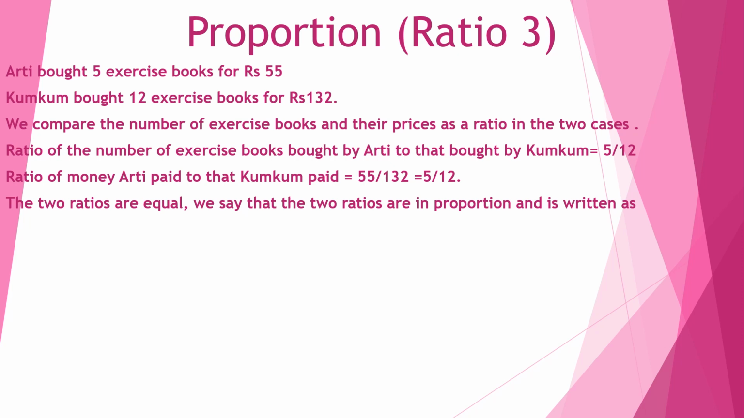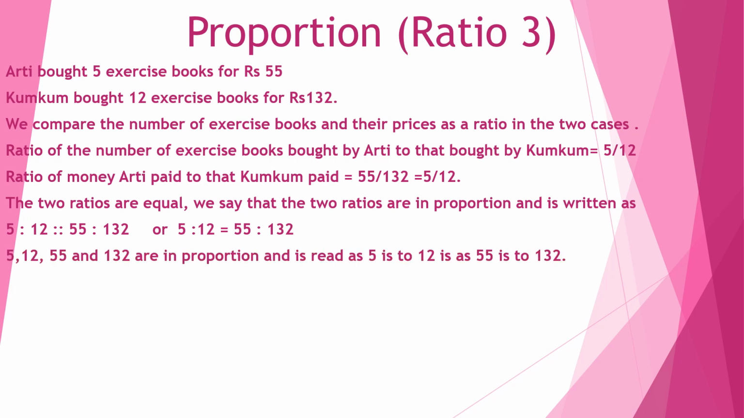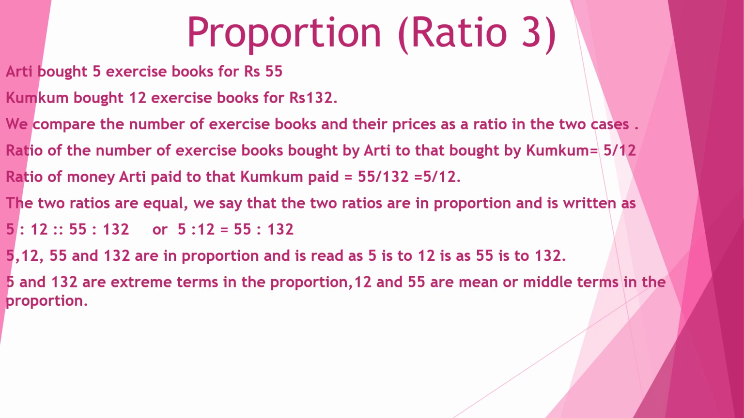We say that the two ratios are in proportion and is written as 5:12 is as 55:132, or 5:12 is equal to 55:132. 5, 12, 55 and 132 are in proportion and is read as 5:12 is as 55:132. The extreme terms in this proportion are 5 and 132. The mean or middle terms in this proportion are 12 and 55.